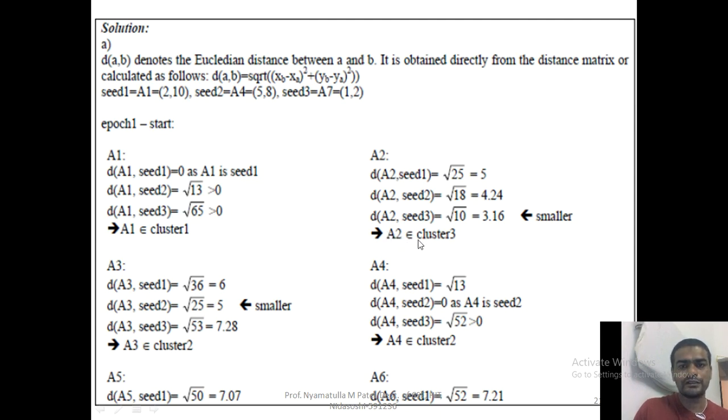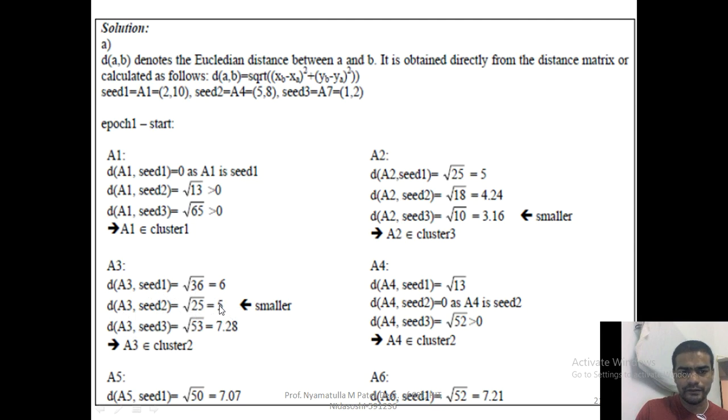A2 belongs to cluster number 3. Then coming to A3, A1 to A3, what is the value? Root of 36. A3 to A1, root of 36, 6. A3 to A4, root of 25, 5. A3 to A7, root of 56, 7.2.